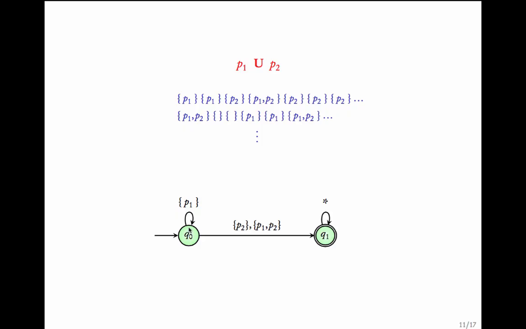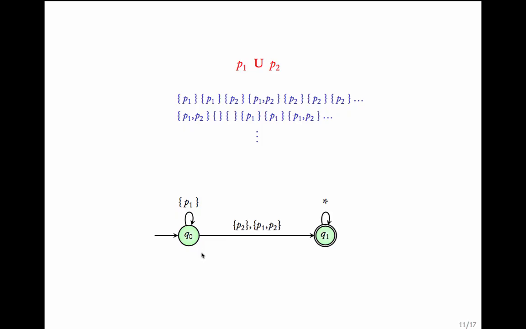As long as you don't see P2, you have to be reading P1. Okay, so P2 is seen either in the singleton P2 or in the letter P1, P2. Till you see one of these two letters, you have to be reading the singleton P1. Once you see one of these two, you can go to the accepting state.